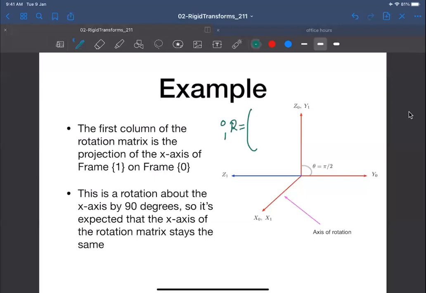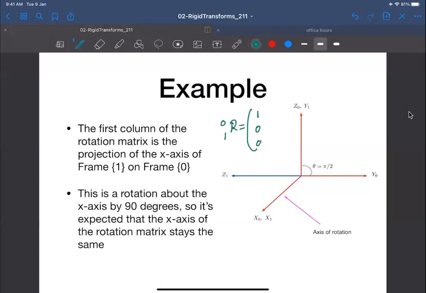Now you see that the x-axis of frame 1 is completely parallel to the x-axis of frame 0. They are equal, in fact. So the projection here is simply the x-axis, the i-axis. It's the x-axis of frame 0 itself.